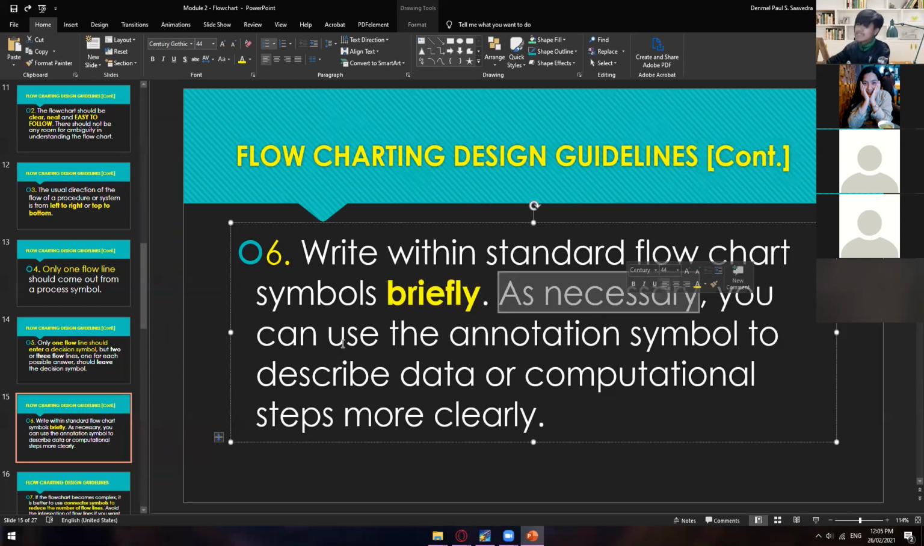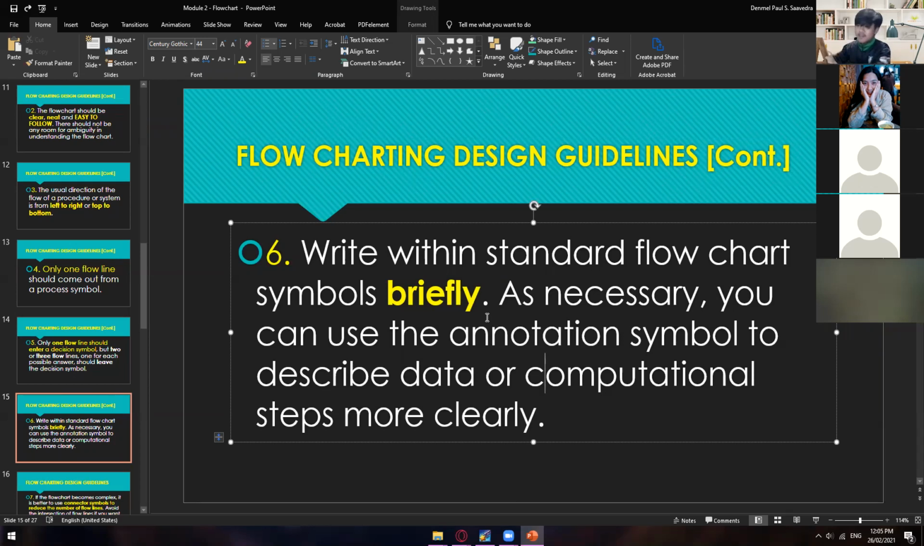Okay, so as necessary, we can use the annotation symbol to describe data or computational steps more clearly. For example, instead of using the word plus, you can use the annotation symbol cross or plus. If there is an annotated symbol for that word, please use that one. In that case, it will make whatever you put inside of that shape much better to understand. So it's easier to understand.